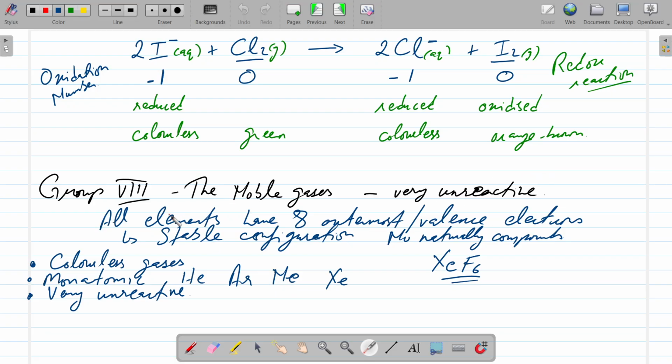Okay. Noble gases, they're very unreactive, that's group 8, and all of them have 8 outermost or valence electrons except for helium, which only has 2 because it only has one shell, and the first shell can only accommodate 2 electrons. They are colorless, they're monatomic because they have complete shells, they are very unreactive, and something like xenon hexafluoride is actually an artificial compound.